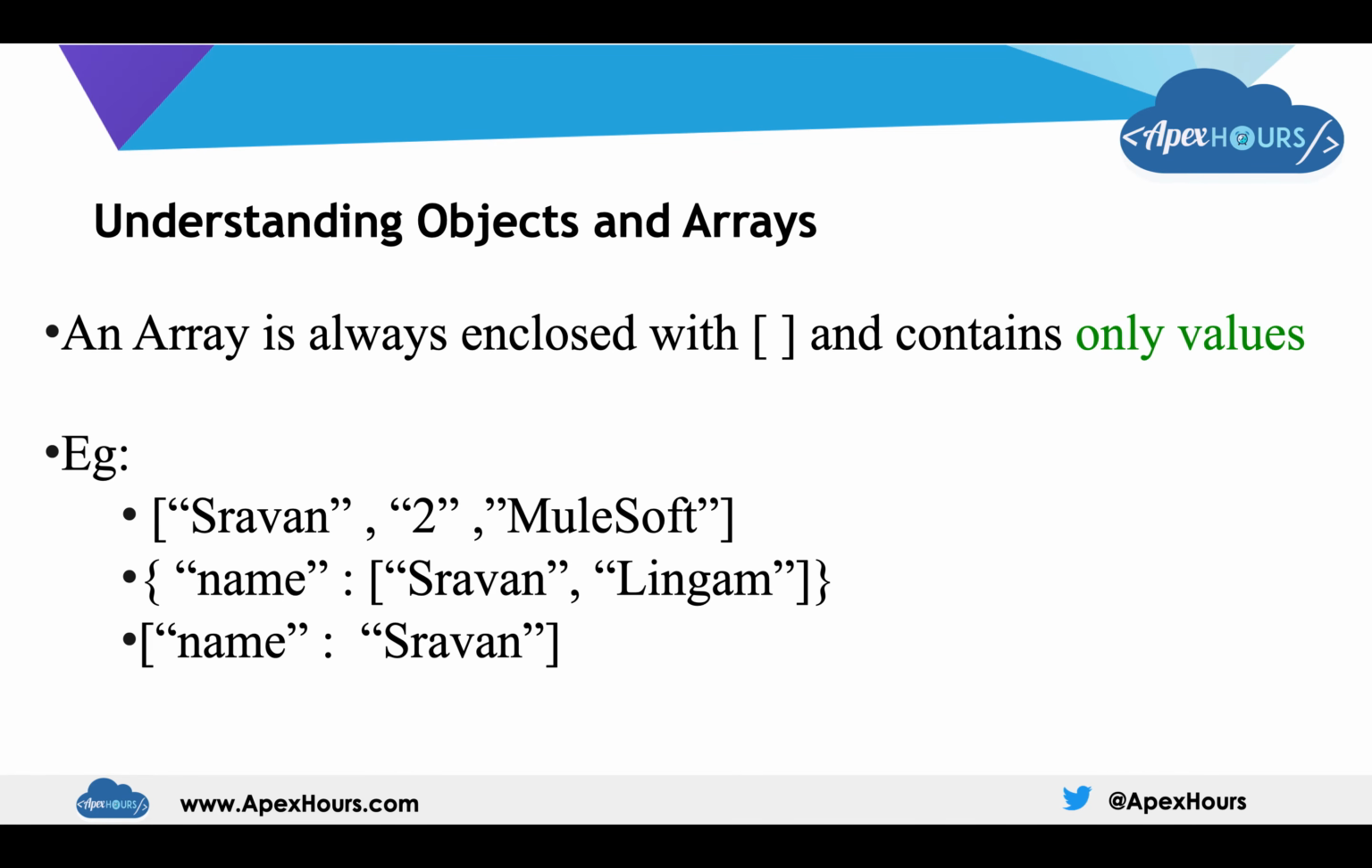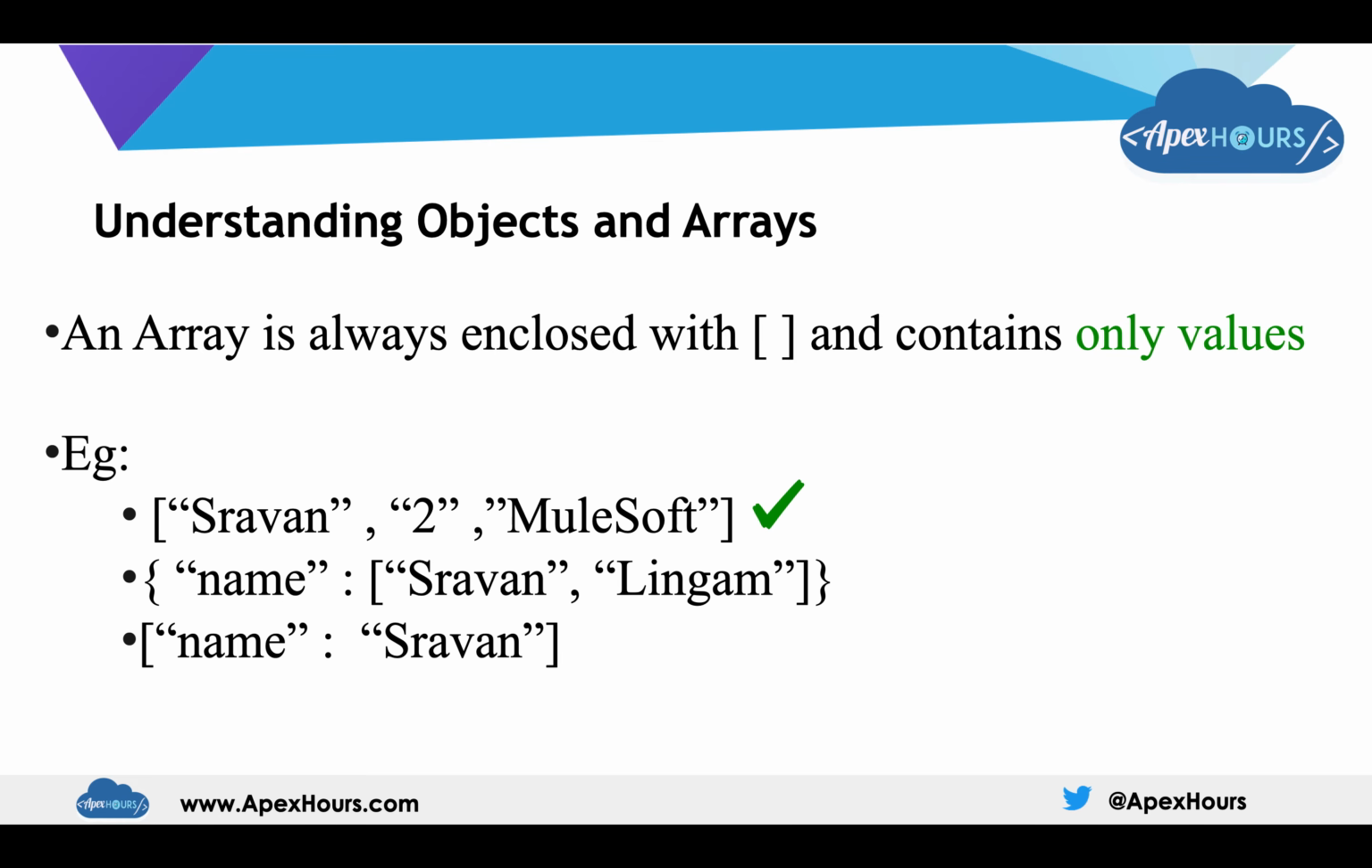The first example is enclosed with square brackets. Okay, first check is completed, which is fine, and it's saying it should contain only values. If you see here, I have only values. Shravan is a value. There is no colon to separate key value pair, right? So Shravan comma 2 comma MuleSoft, all these 3 are separated by commas, which is fine, and it has only values, no key value pair. That's why it is a valid array.